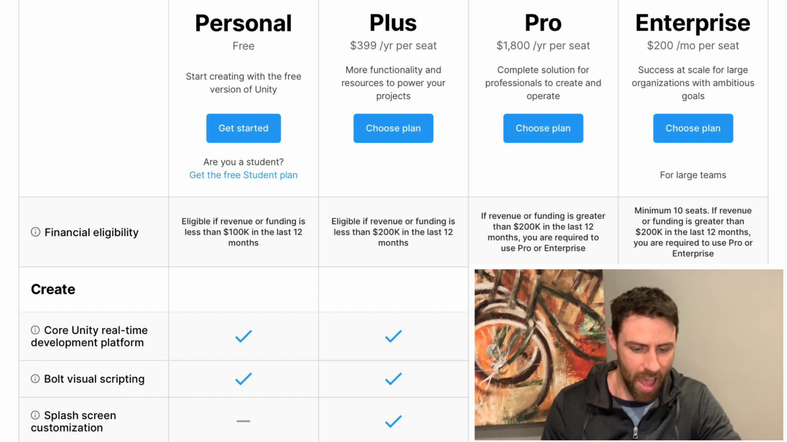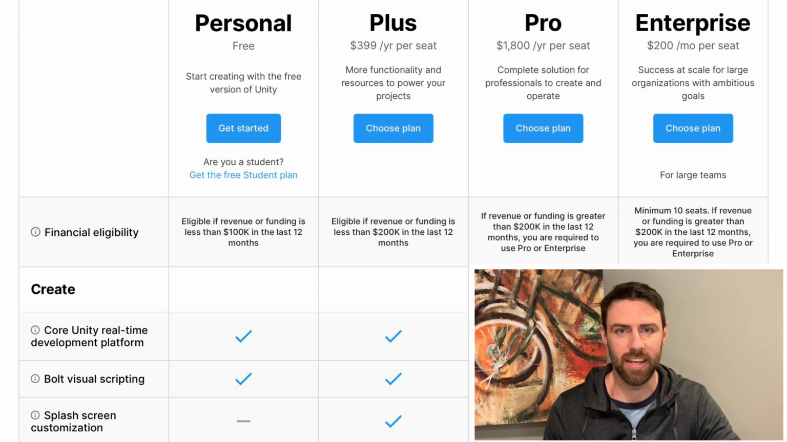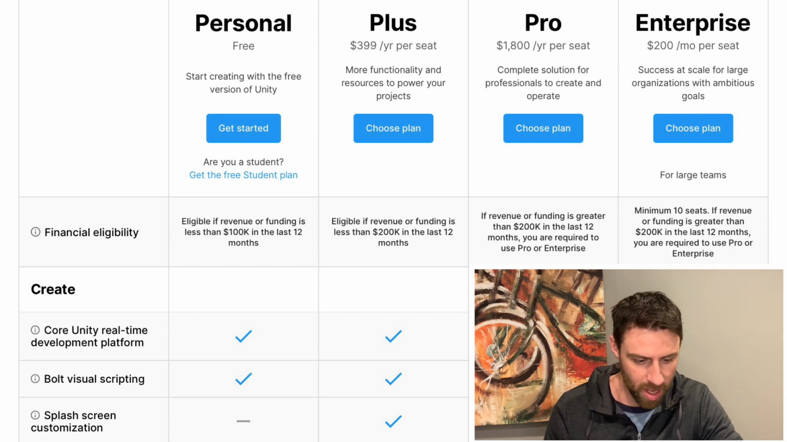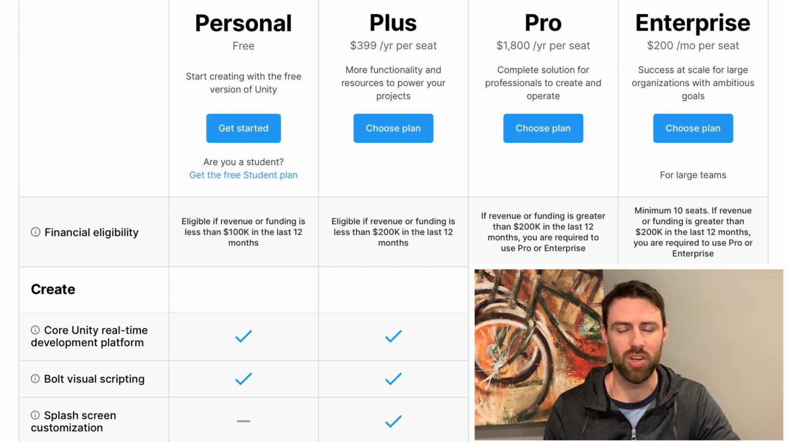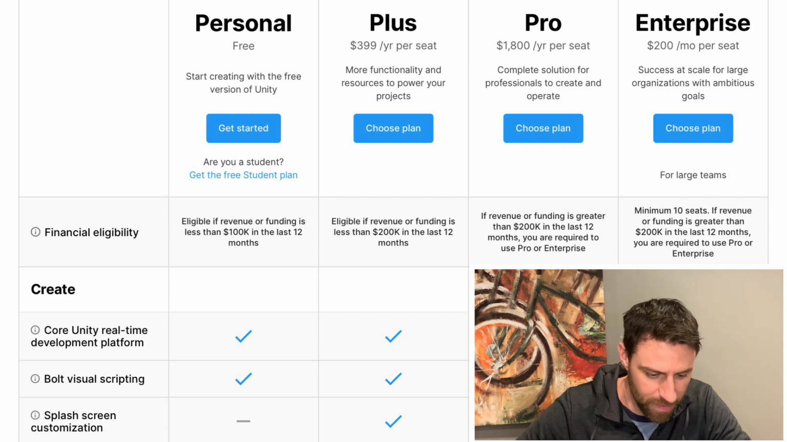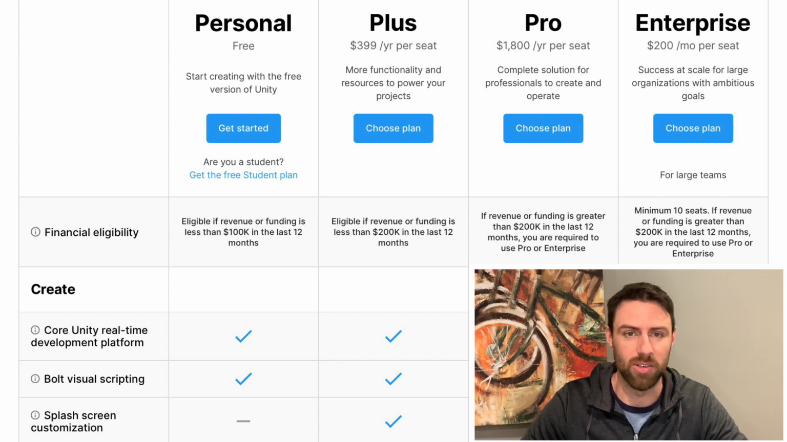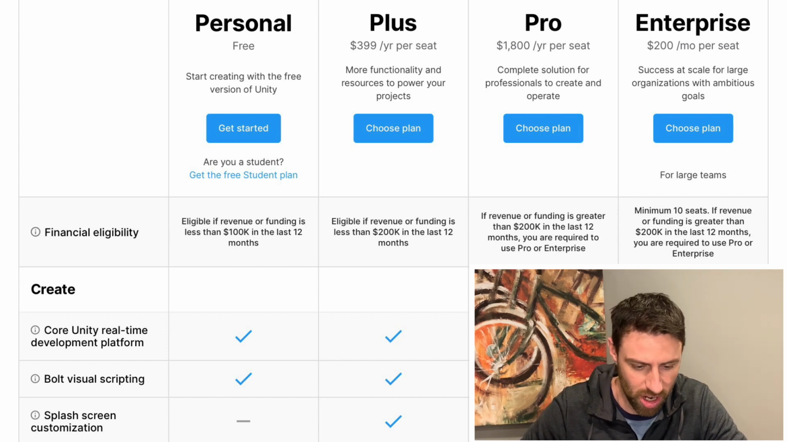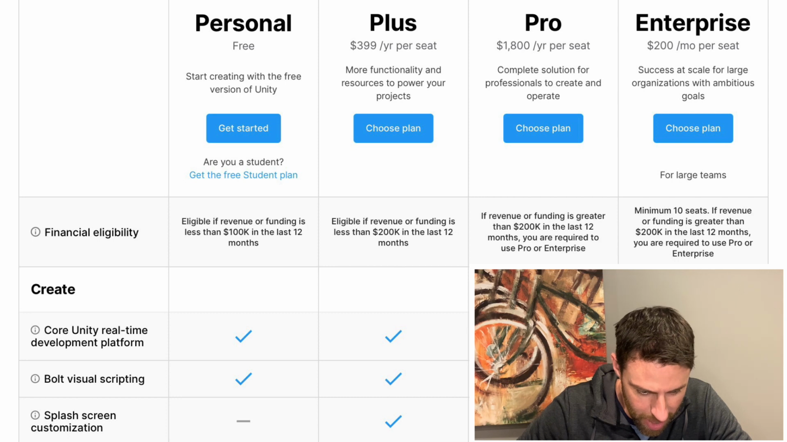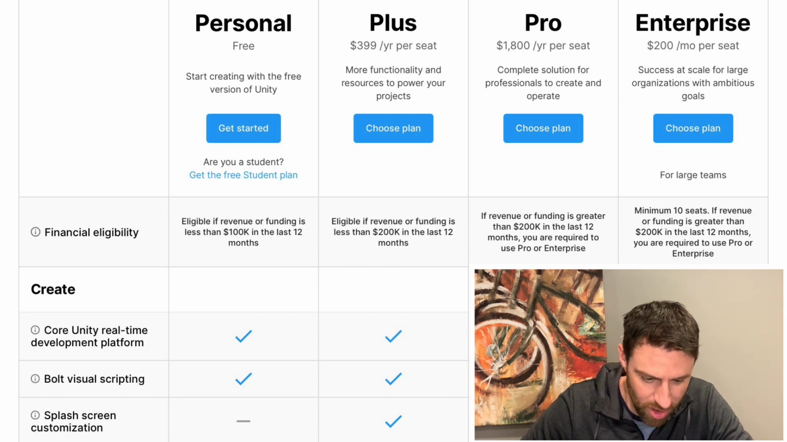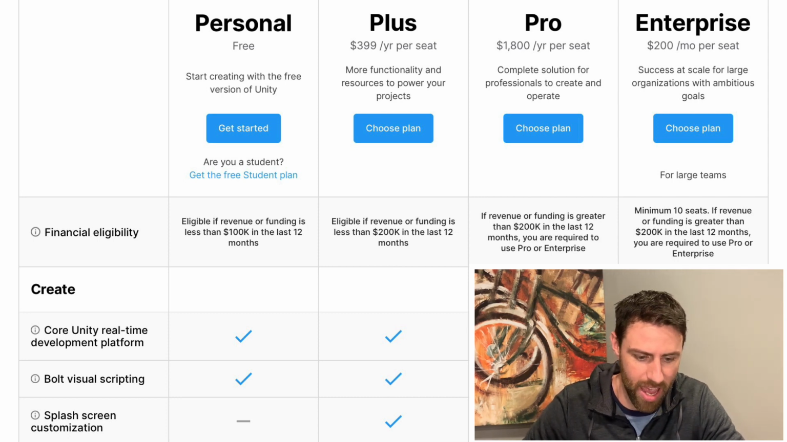as well. And basically the way the fee structure works is you can actually access the software for free, but it's based on how much revenue you make using the application that you make. So if your game or your application makes under $100,000 in revenue, there's actually no charge. But if it makes more than 100 but under 200, you actually have to pay $400 per year per seat.